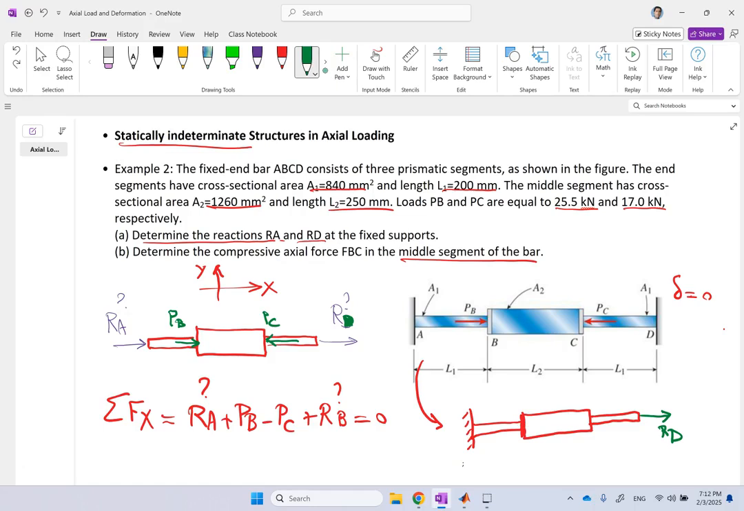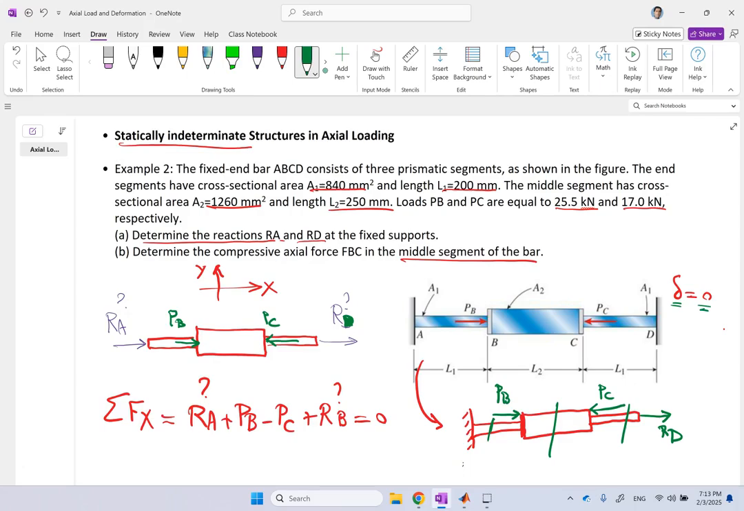Okay. Now what? We go ahead and calculate the total elongation of this rod here. And remember that PB is here. And remember that PC is here. So we calculate the total elongation of this, and then we set it equal to 0. That should give us an extra equation. So if you look at the rod here, there are 3 sections: section AB, section BC, and section CD. And they have different lengths, different cross sections, and there will be different internal loads.